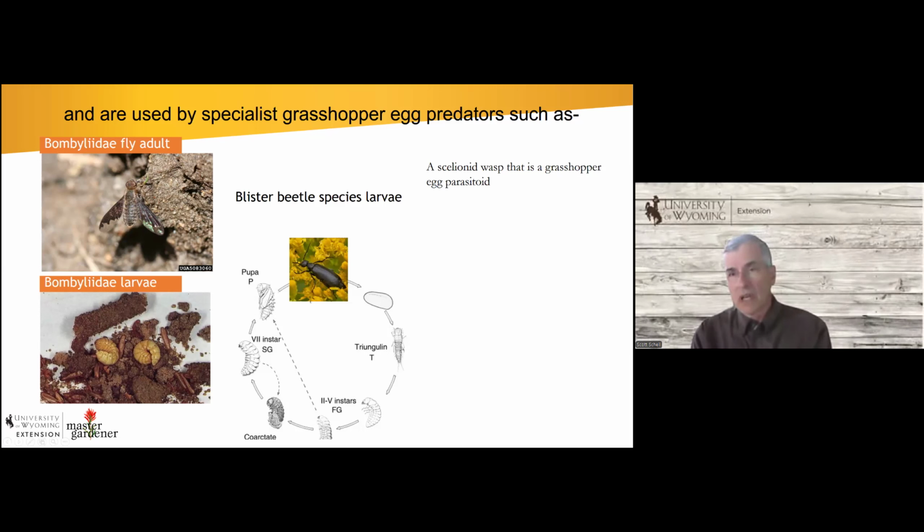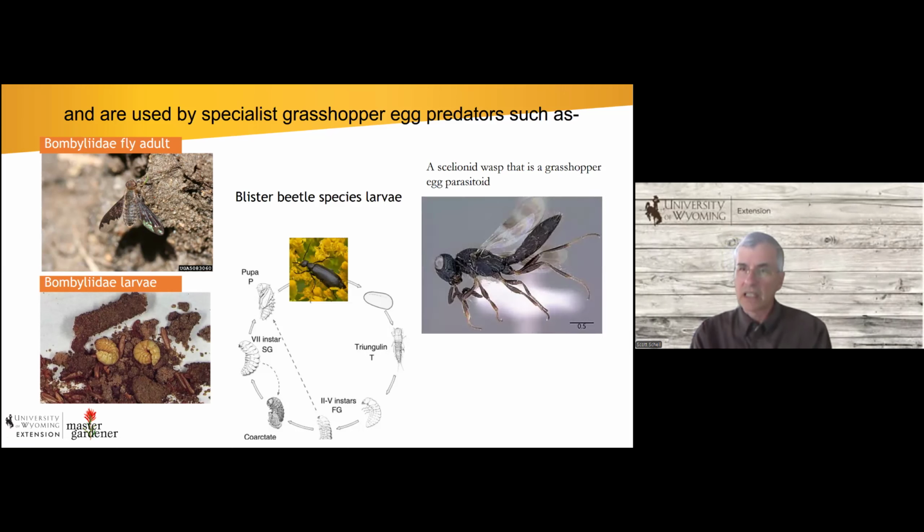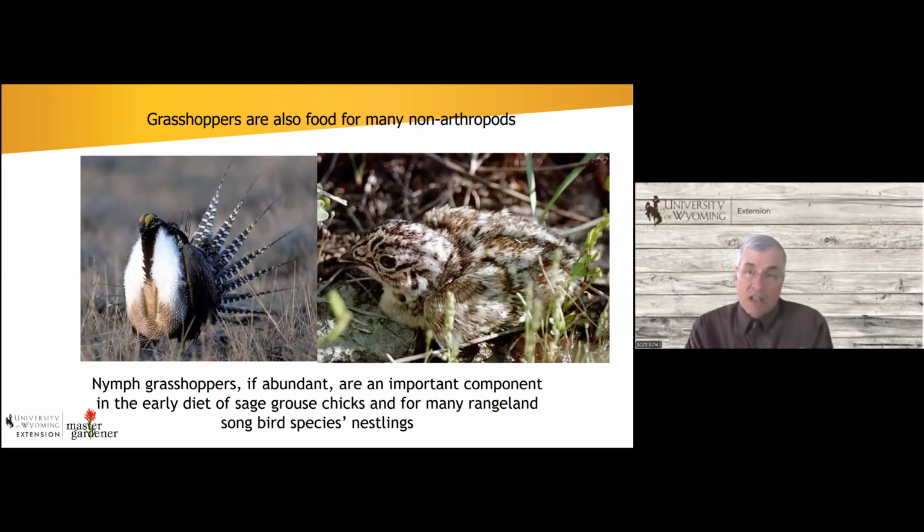There are also even smaller things that attack eggs, such as this tiny little wasp. And there are also mites. If you've looked at many grasshoppers, you sometimes see little red things. If you look very closely, there are little red mites that are kind of like grasshopper ticks, and they also have a stage that will attack eggs. So there are many things.